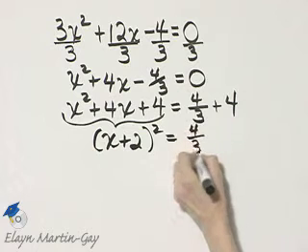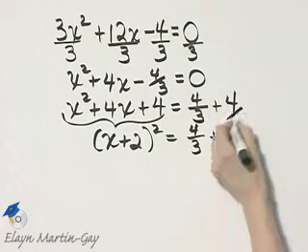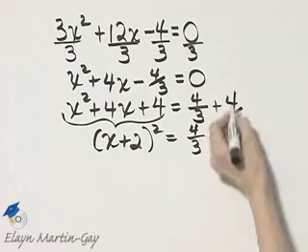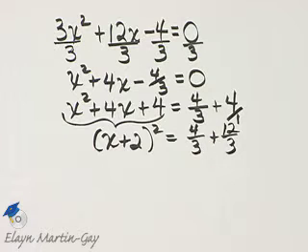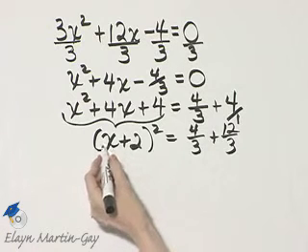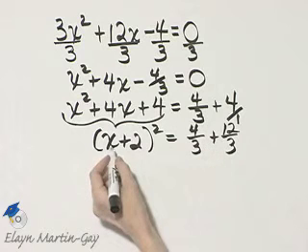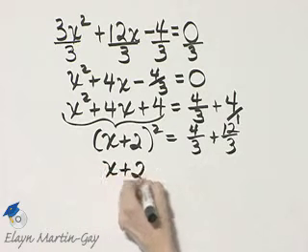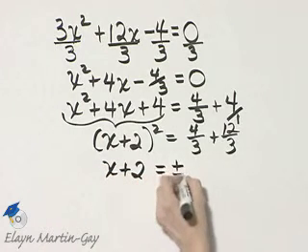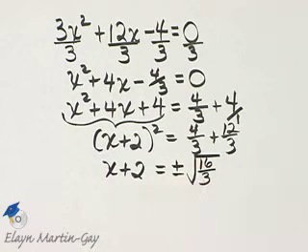It equals 4/3 plus, how many thirds is 4? 4 over 1, 1 times 3 is 3, 4 times 3 is 12. I'm just trying to get a common denominator here so that I can add those two fractions. But let's continue. Here I'll have x plus 2 quantity squared is equal to 16 over 3. The point being we're ready to use the square root property. So x plus 2 itself is equal to plus or minus the square root of 16 over 3.